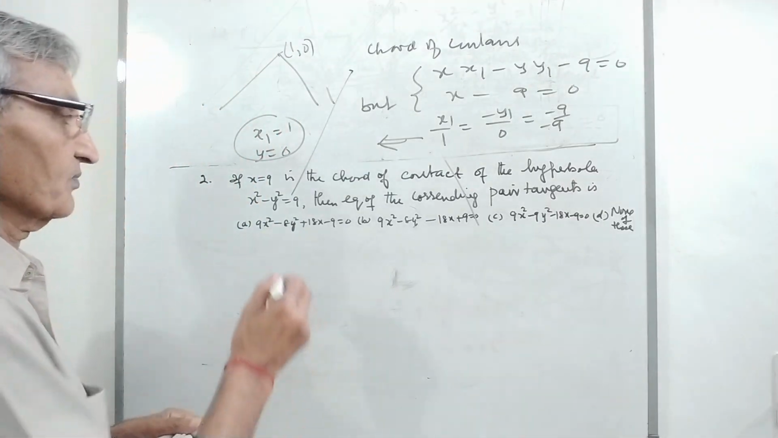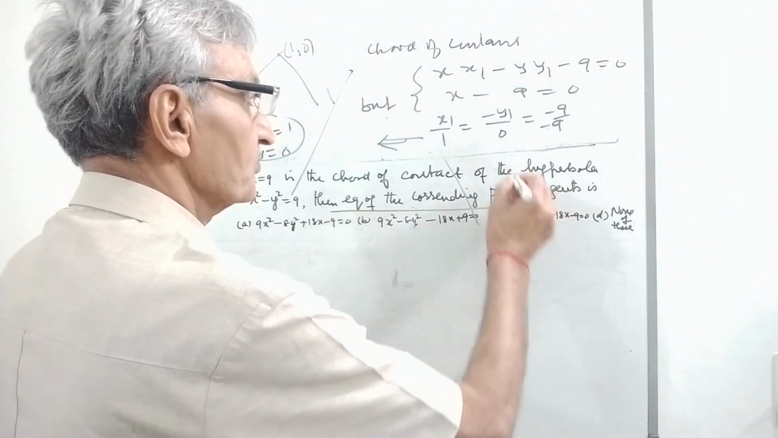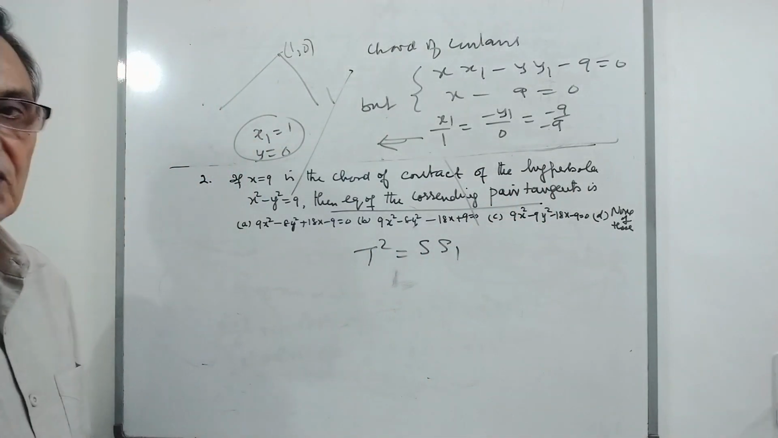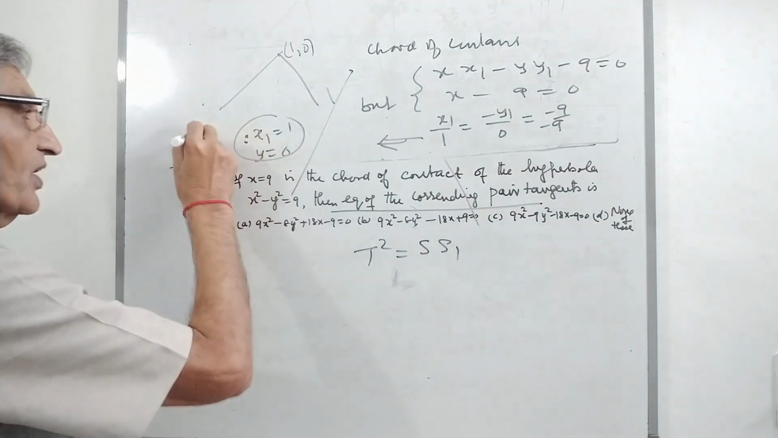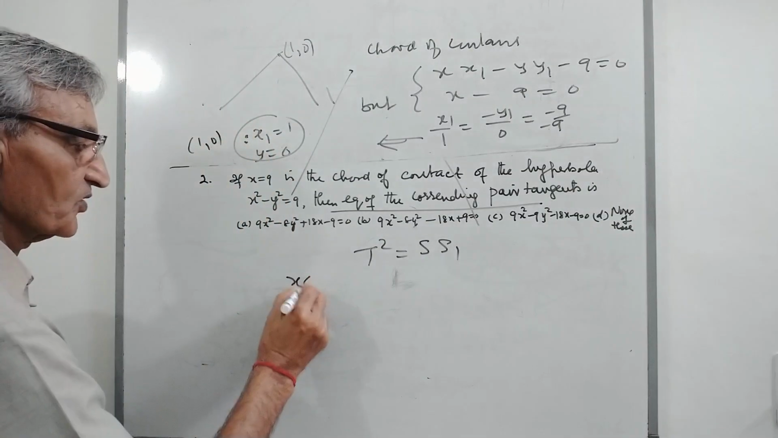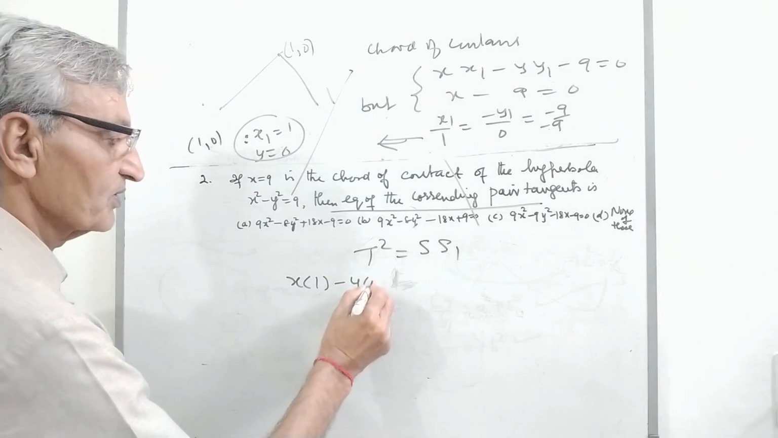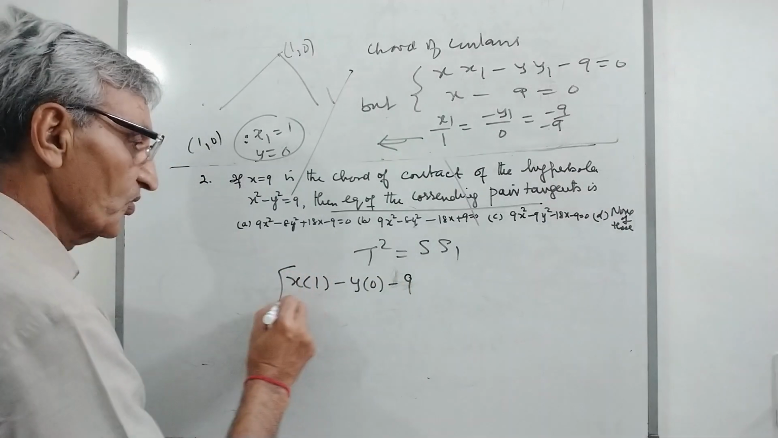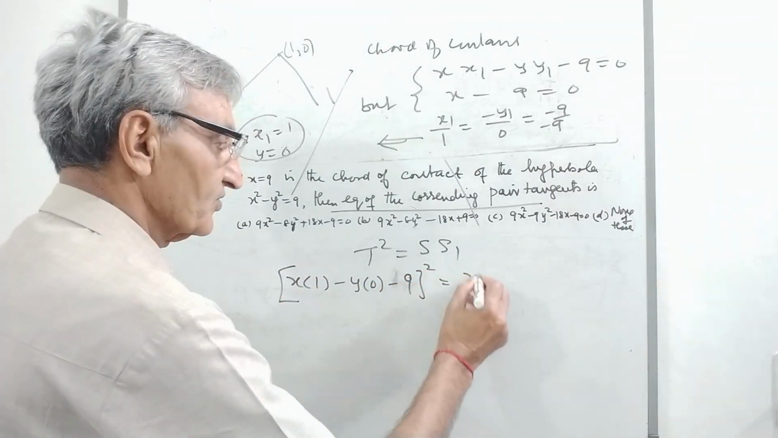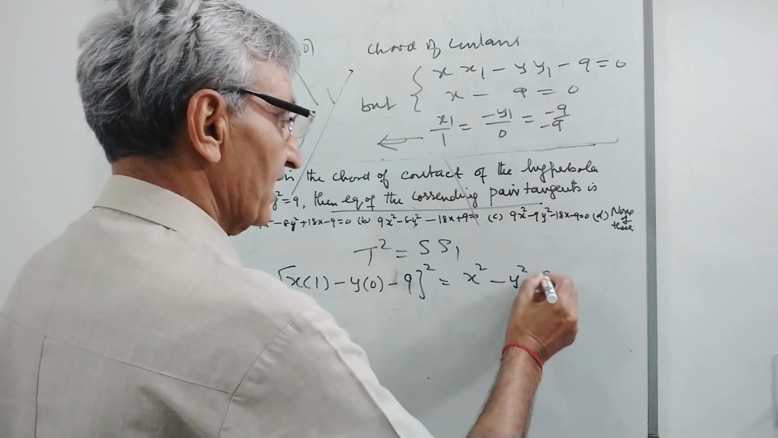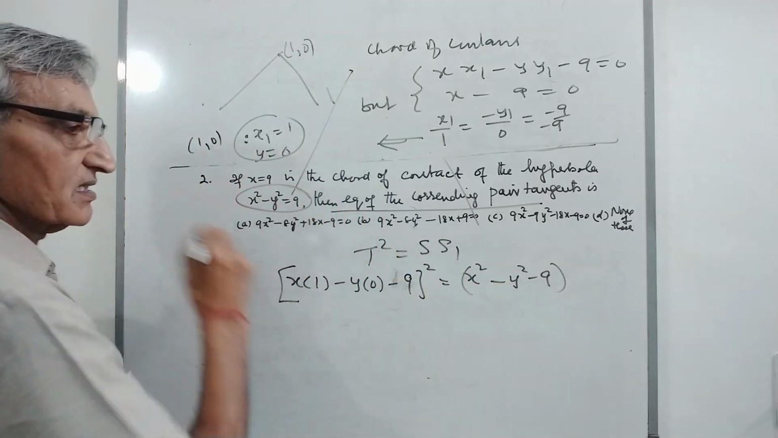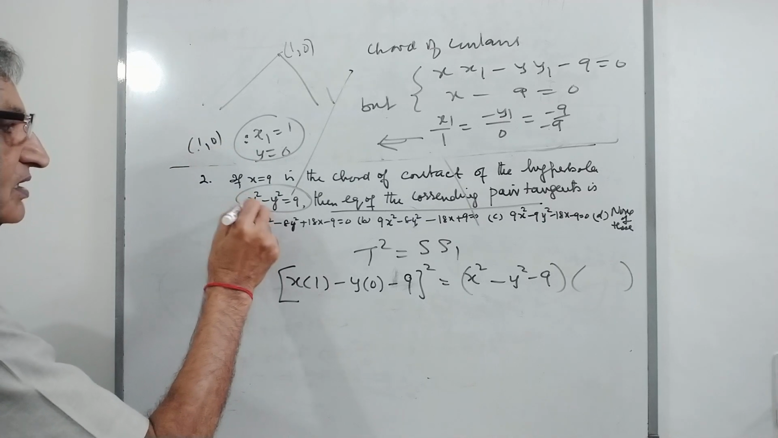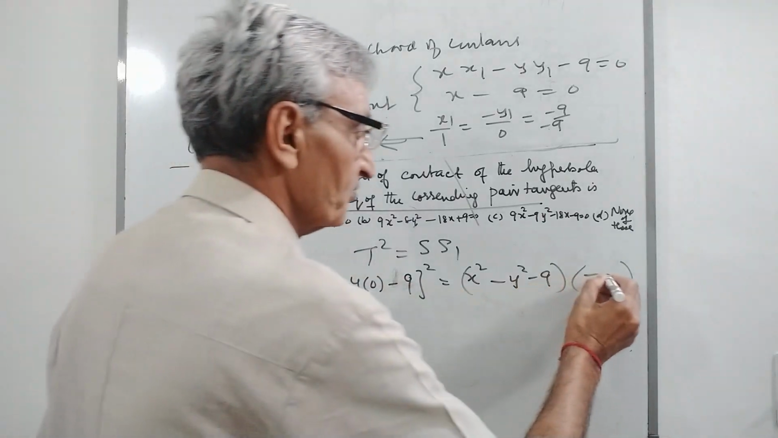After getting this point, what is the equation of the corresponding pair of tangents? This is T square is equal to S into S1. What is T? The tangent at this point (1, 0) is x into 1 minus y into 0 minus 9, and its whole square. S is x square minus y square minus 9, and S1, putting the value (1, 0) here, is 1 minus 9, which is equal to minus 8.